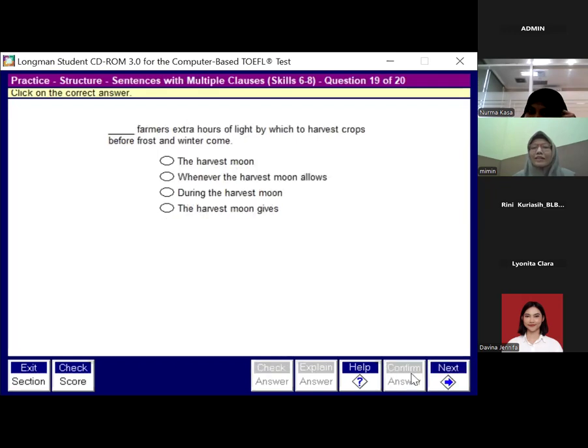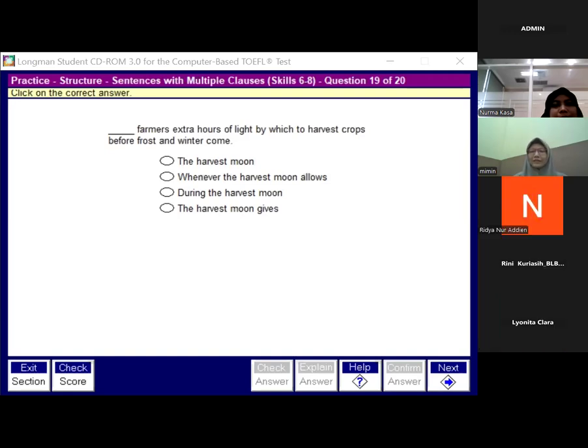Next, would you please ask a friend to do this? Number 19. Two more, including this. Kak Leo? Kak Adin? Farmers get extra hours of light by which to harvest crops before frost and winter come. Which one is the answer? The harvest moon gives.